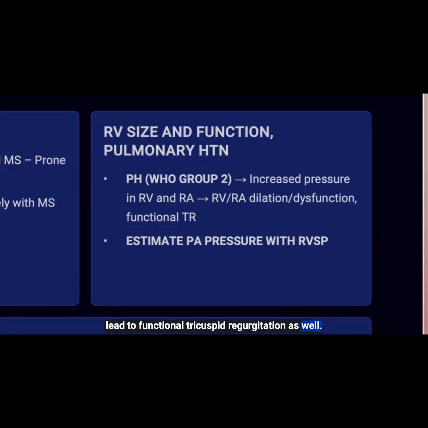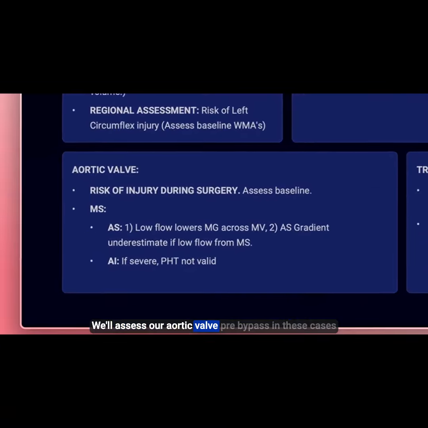We'll assess our aortic valve pre-bypass in these cases because the aortic valve is at risk of injury because of its close proximity to the anterior mitral valve leaflet. Remember as well in mitral stenosis patients that bad aortic stenosis can lower the flow artificially across a mitral valve because of low flow states.